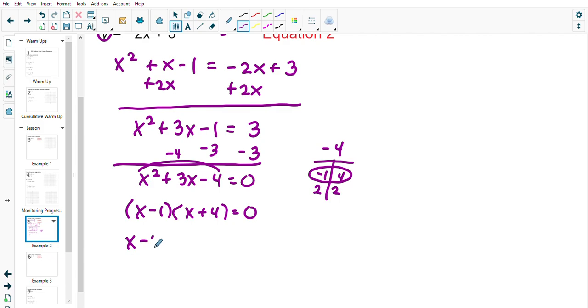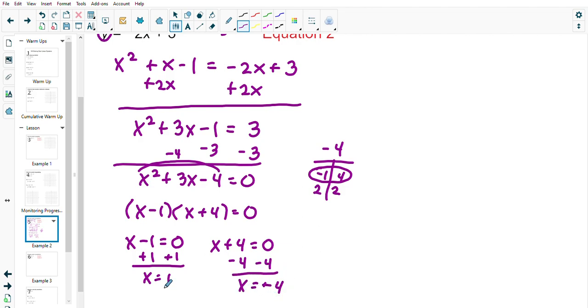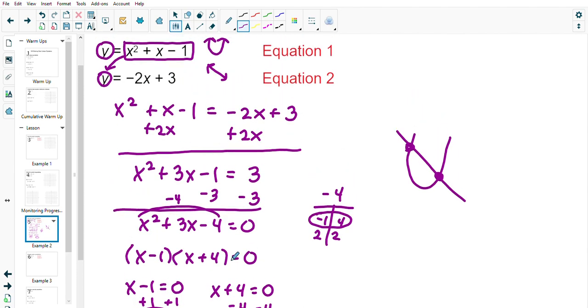So then we have x minus 1 equals 0 and x plus 4 equals 0. Add 1 to both sides, so x is 1, and subtract 4 from both sides, so x is negative 4. So we know that it is going to intersect two different times. Our U is going to be like this, and we'll have two intersections. One of the x intersections is going to be at 1, the other at negative 4. Now we have to plug each of these into our original functions to figure out what y is.